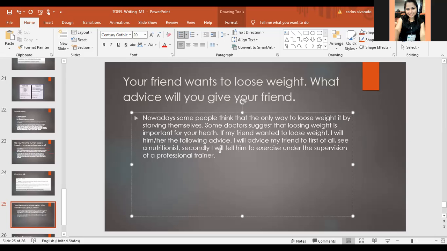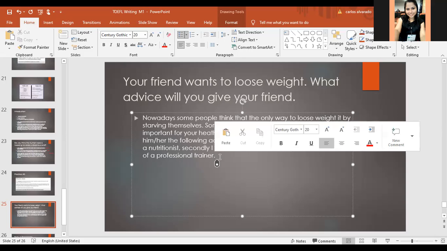trainer. Excellent. Now, si quieren agregar otra, porque como tienen tres paragraphs que tienen que desarrollar, pueden agregar one more point. Who has another point, another advice that they will give their friend? Who has some other advice there? ¿Nadie más tiene otro punto? Just para que lo podamos agregar. Will I have sleeping enough hours during the night?